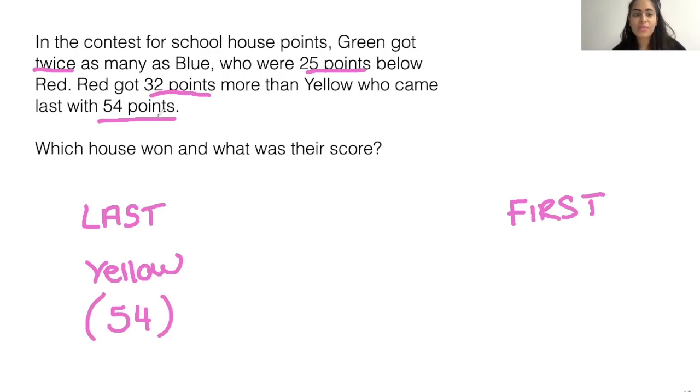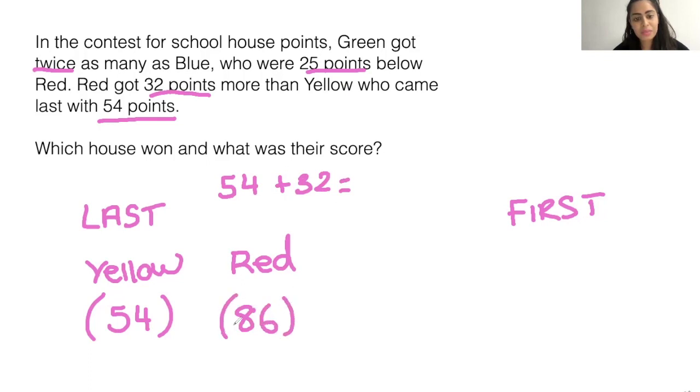So if yellow came last with 54 points and we know that red got 32 points more than yellow, let's put red here. And we know that red is 54 plus 32. And that is 86. Okay, we've worked out red's points. Brilliant. What else do we know here?